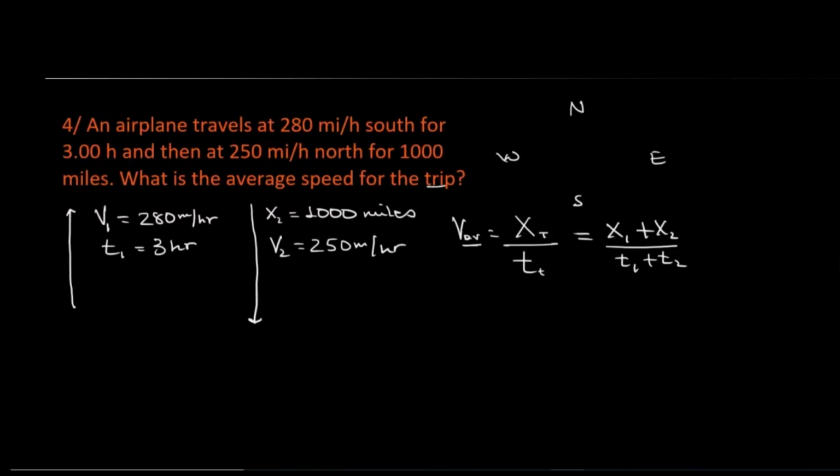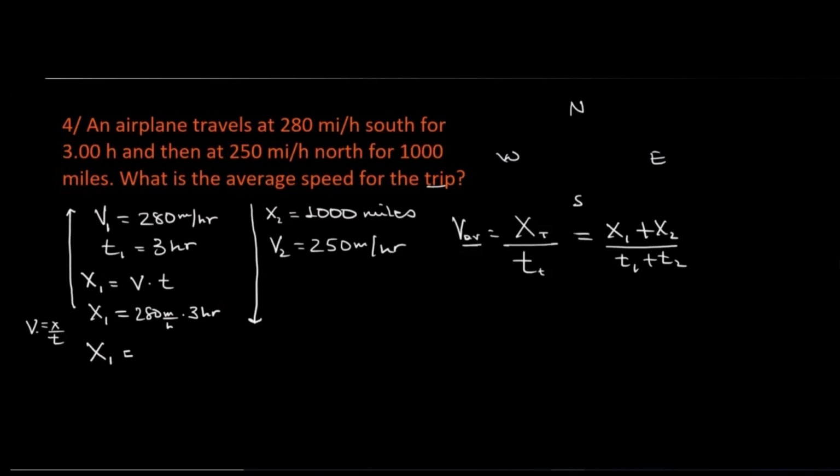I'm going to calculate the average speed. Let me calculate from the first one. V and t are given, so I can calculate X1 from this. Remember the relation: velocity is equal to distance over time. From this you can play around, so to find X1 you have to calculate V times T. So X1 from this trip is equal to V, 280 miles per hour, times T, 3 hours.